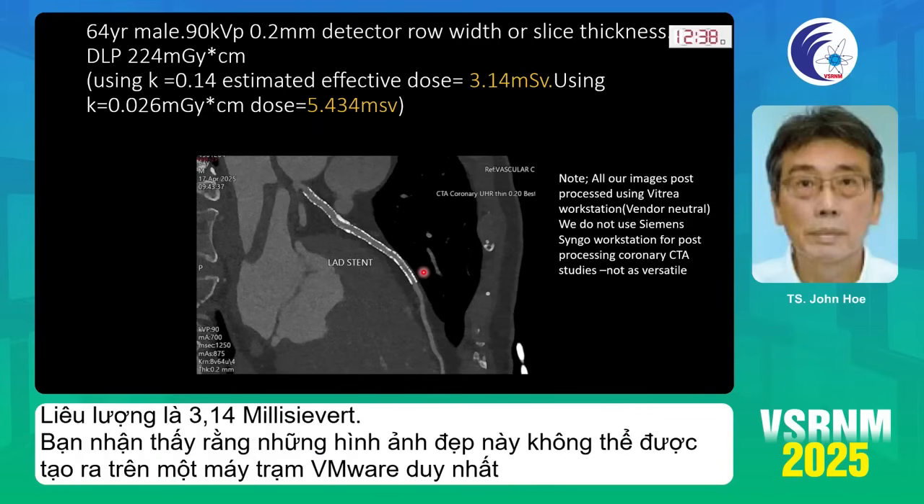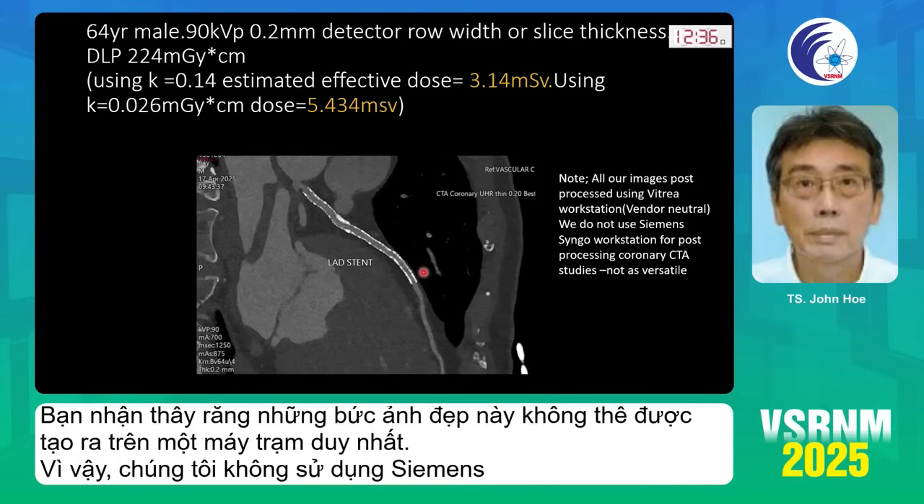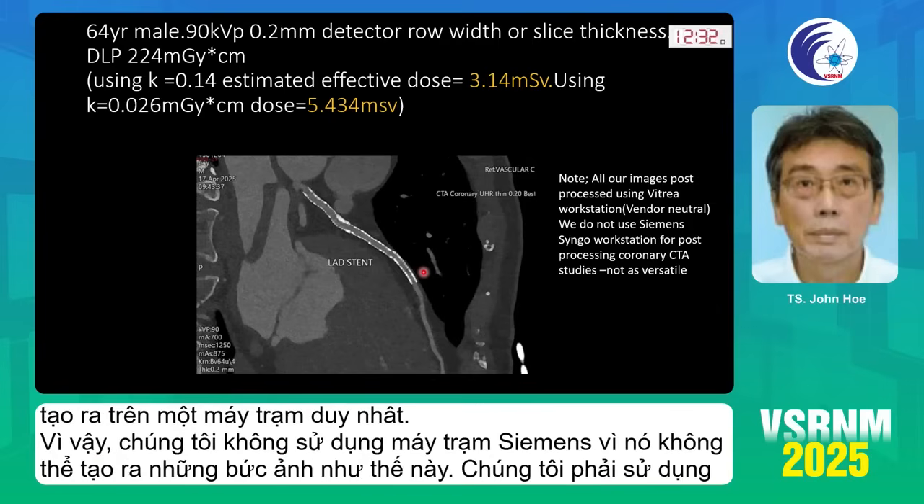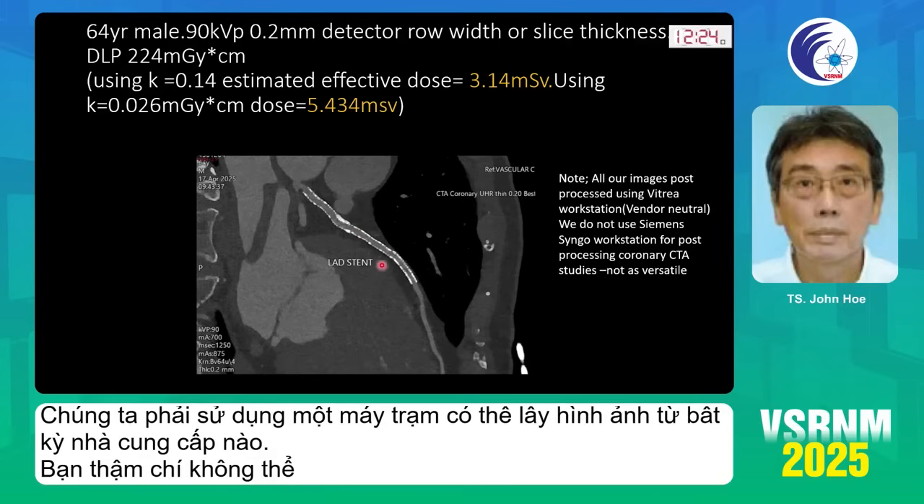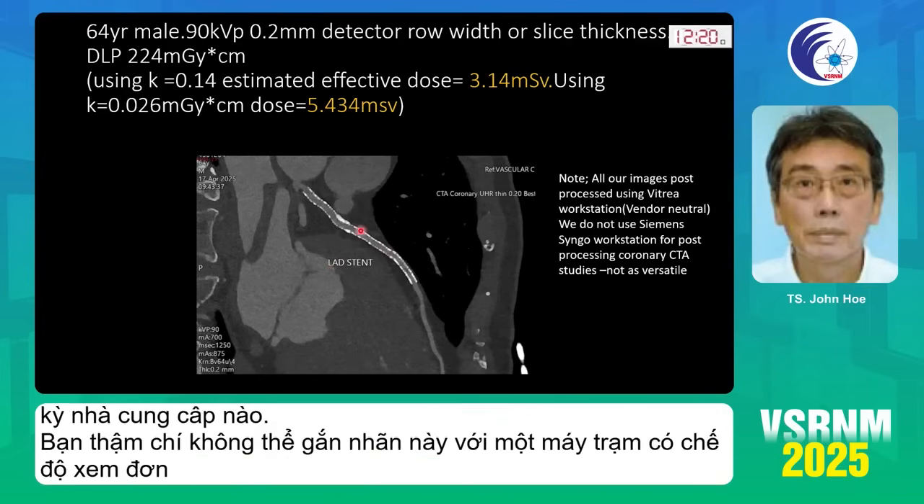So we do not use the Siemens workstation because it cannot make pictures like this. We have to use a Vitrea workstation, which can take images from any vendor. You cannot even label this with a single workstation.